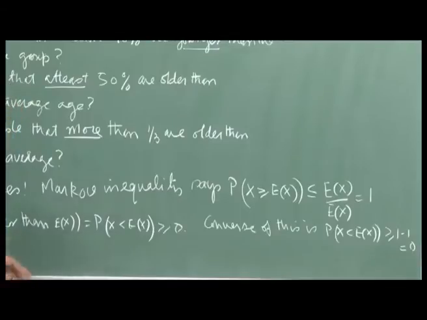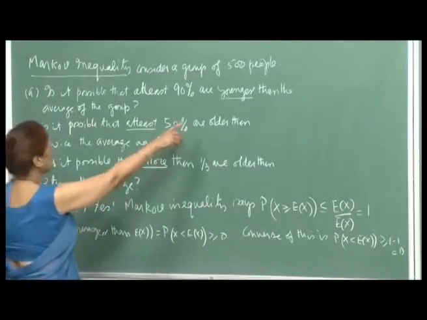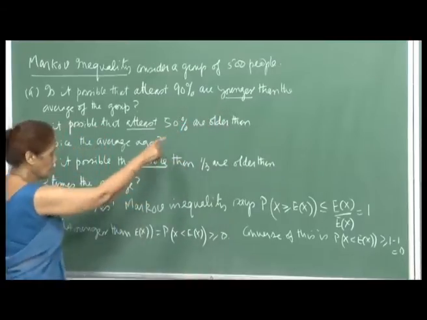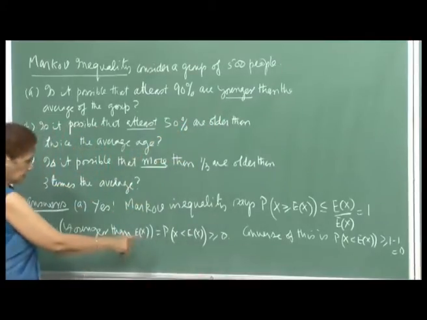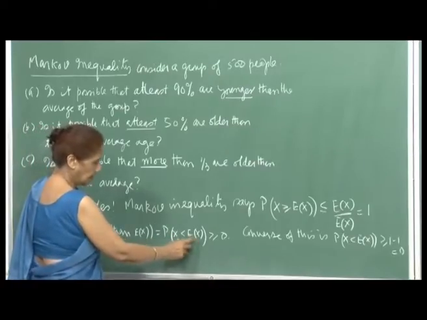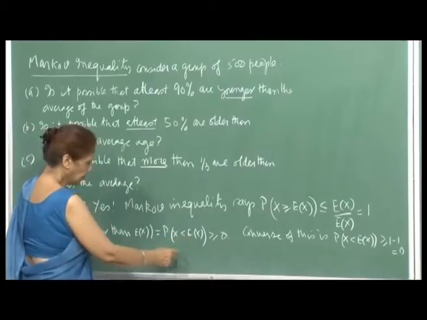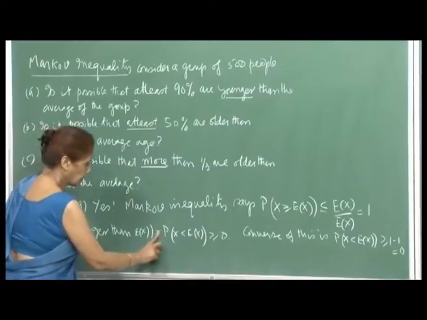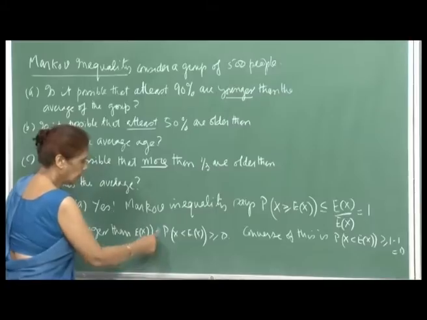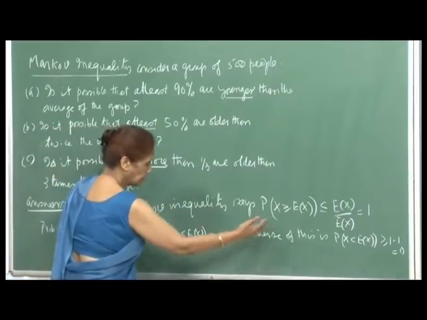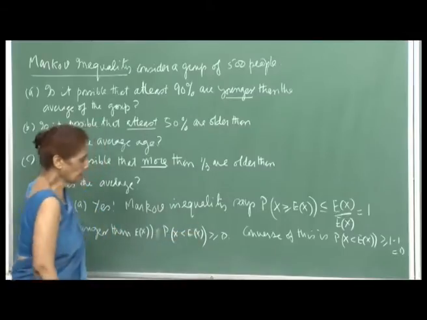So, that is what we are trying to say. We are saying, is it possible that at least 90% are younger than the average? Younger means that you want to compute the probability of the event that x is less than E x, right? This is what you want to compute. So, therefore, the Markov inequality just tells us that this is greater than or equal to 0.